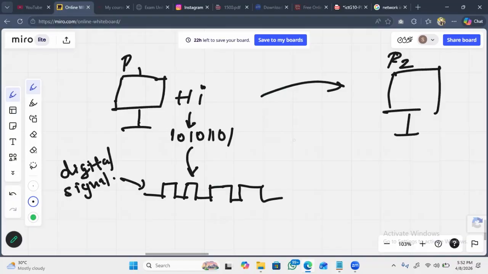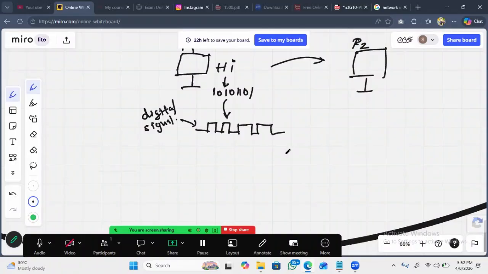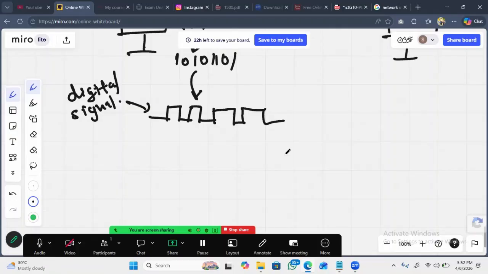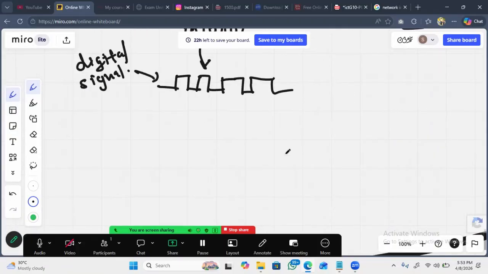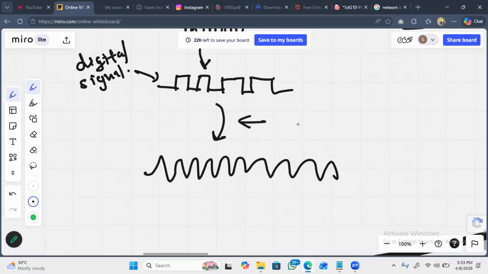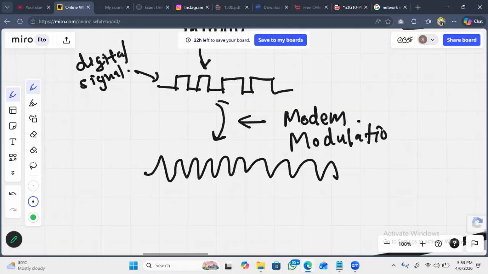I taught you last week. Our media, meaning the wire, cannot transfer digital signals. It can transfer analog signals only. We cannot transfer digital signals. So we need to convert this digital signal to an analog signal. And the device doing this is the modem. The process is called modulation. This converting of digital signal to analog signal is called modulation.